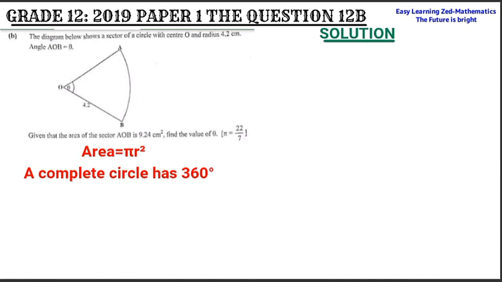Because this is just a fraction of the circle, I need to come up with a fraction of this circle. Since the angle is not given, I'm going to use a letter x to stand for the angle which is not given. I could still use theta, but I'll use x, which will be over 360 degrees, multiplied by pi r squared.